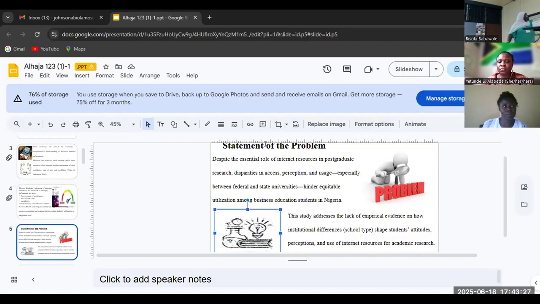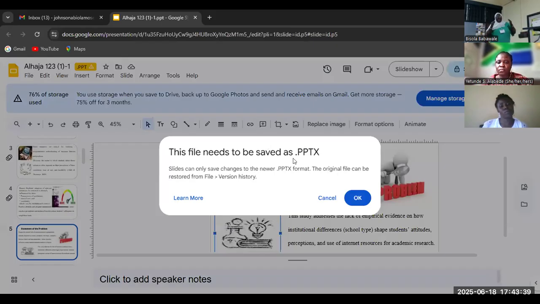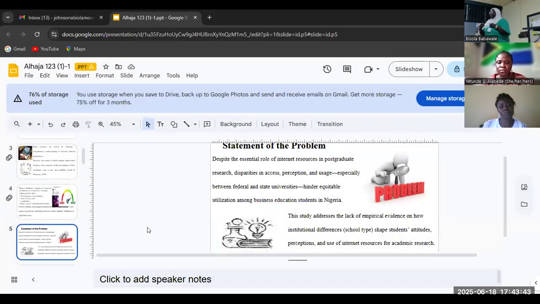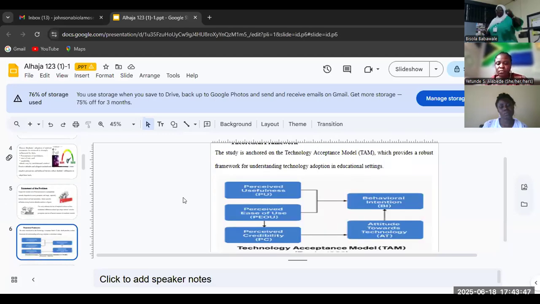Empirical evidence on how institutional differences, like schools, shape students' attitude, perception, and use of internet resources for academic use. We know that school type affects a lot of things. You cannot compare University of Lagos with the other state university.